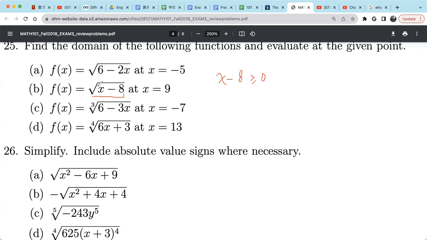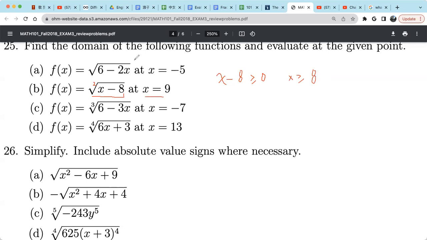Right? So when this index is even, if it's a 2, 4, 6, an even number, we take the radicand and set it greater than or equal to 0. Then we solve the inequality. And that's easy, right? Move negative a to the other side, it becomes positive a. So x is greater than or equal to 8.